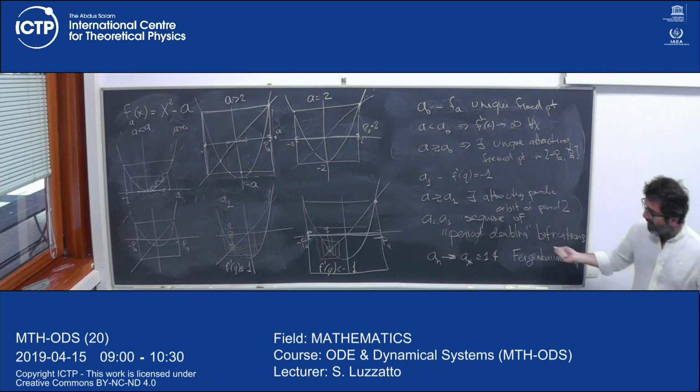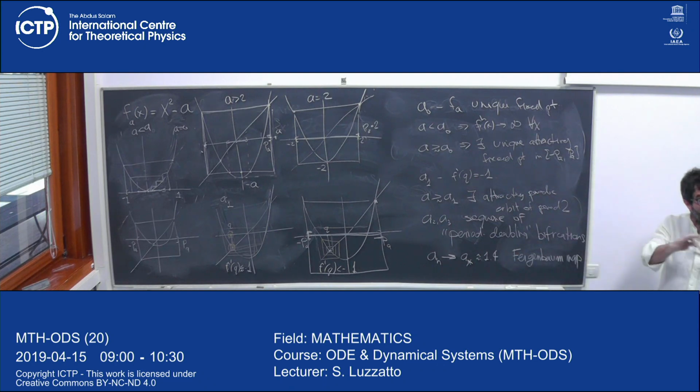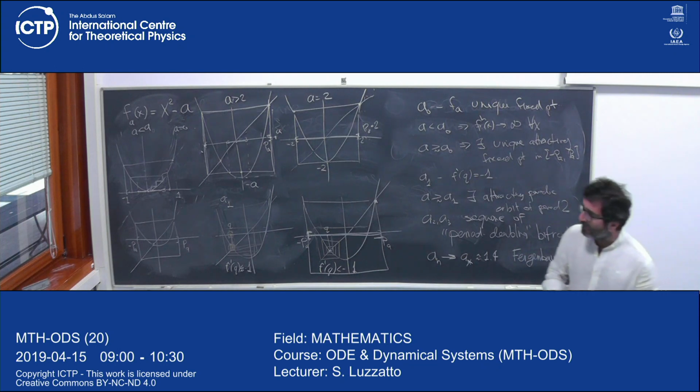So for this Feigenbaum map, you have a physical measure that is none of the other. This is one example where you have a different kind of physical measure, which I will not discuss so much.